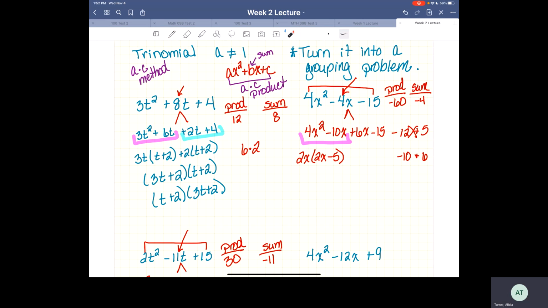Here, notice this is not a negative, so I don't need to worry about taking a negative out. I'm just going to take whatever comes out of both numbers, and a 3 comes out of both numbers. So I've got 3 right here, and I'm left with 2x minus 5. 3 times 2x is 6x. 3 times negative 5 is negative 15. Okay, and then I'm done. I just have to rewrite it. So 2x plus 3 and 2x minus 5.